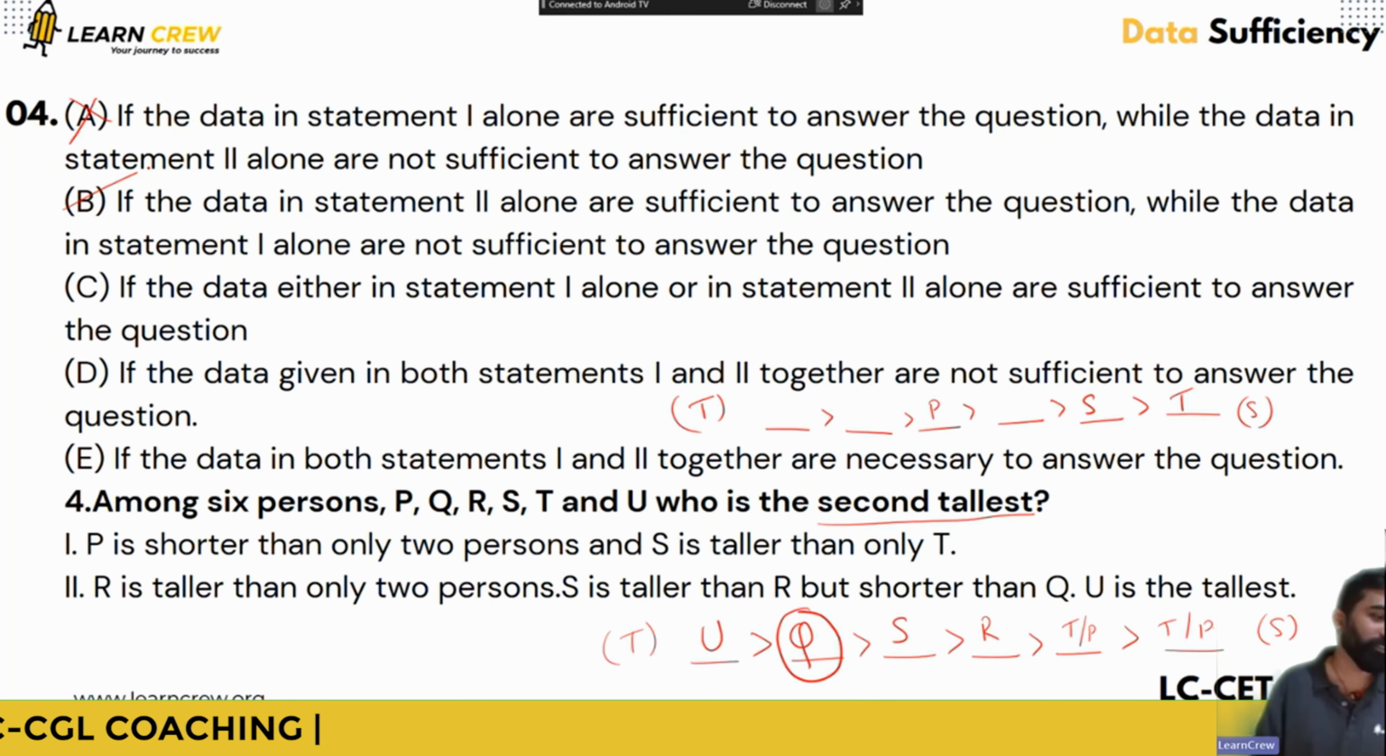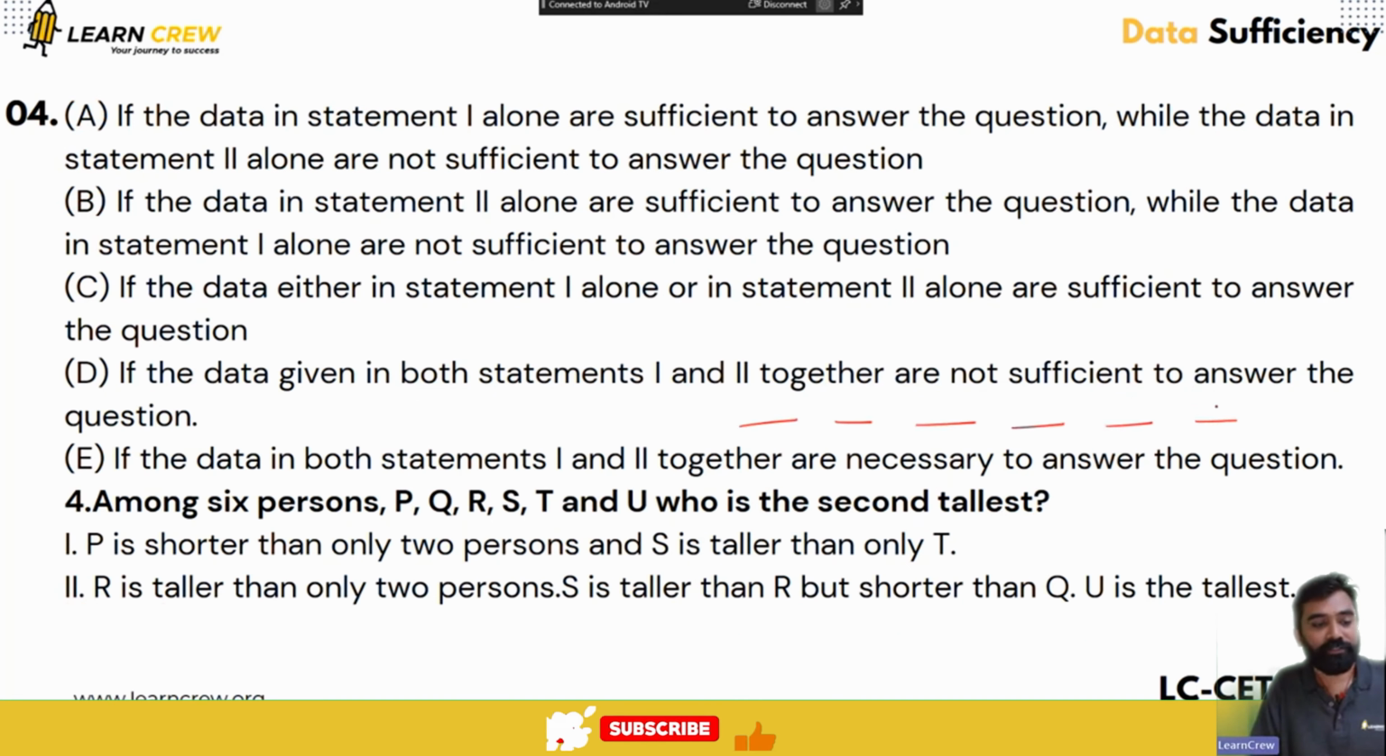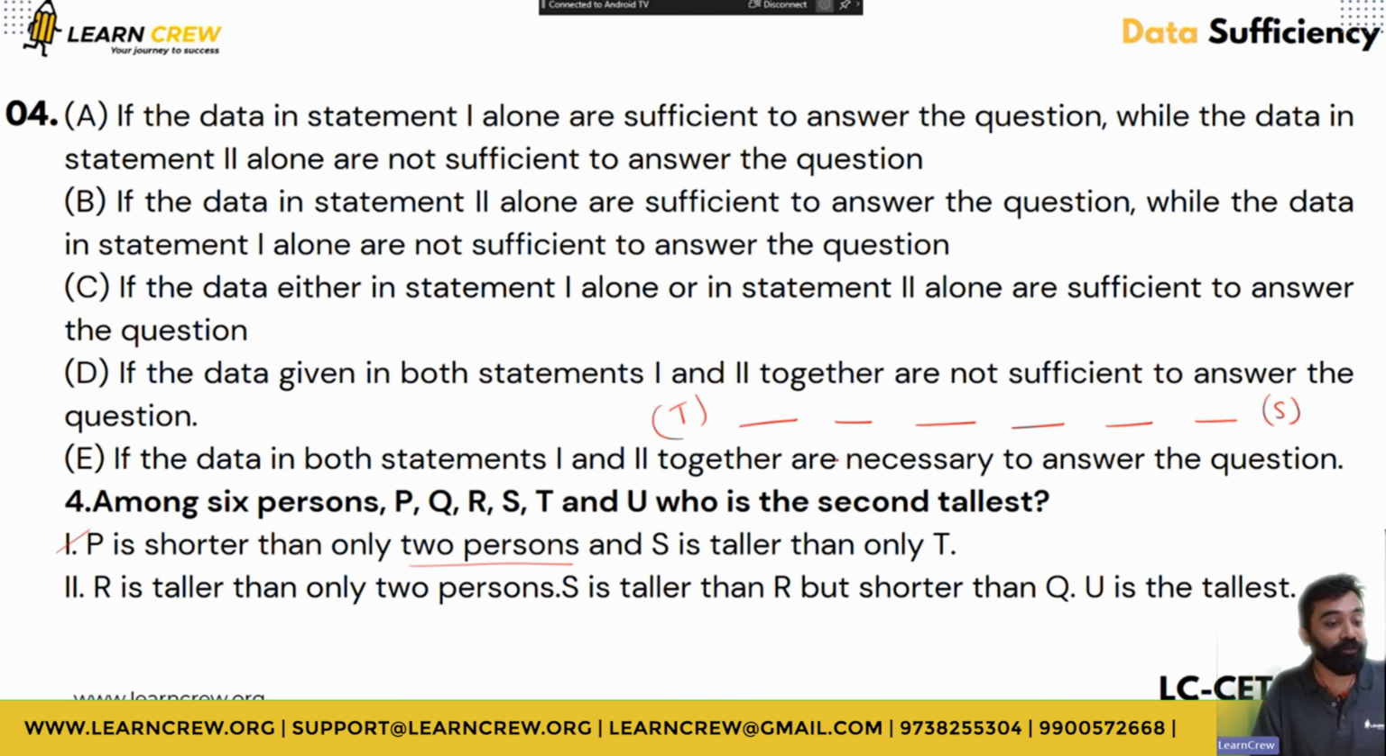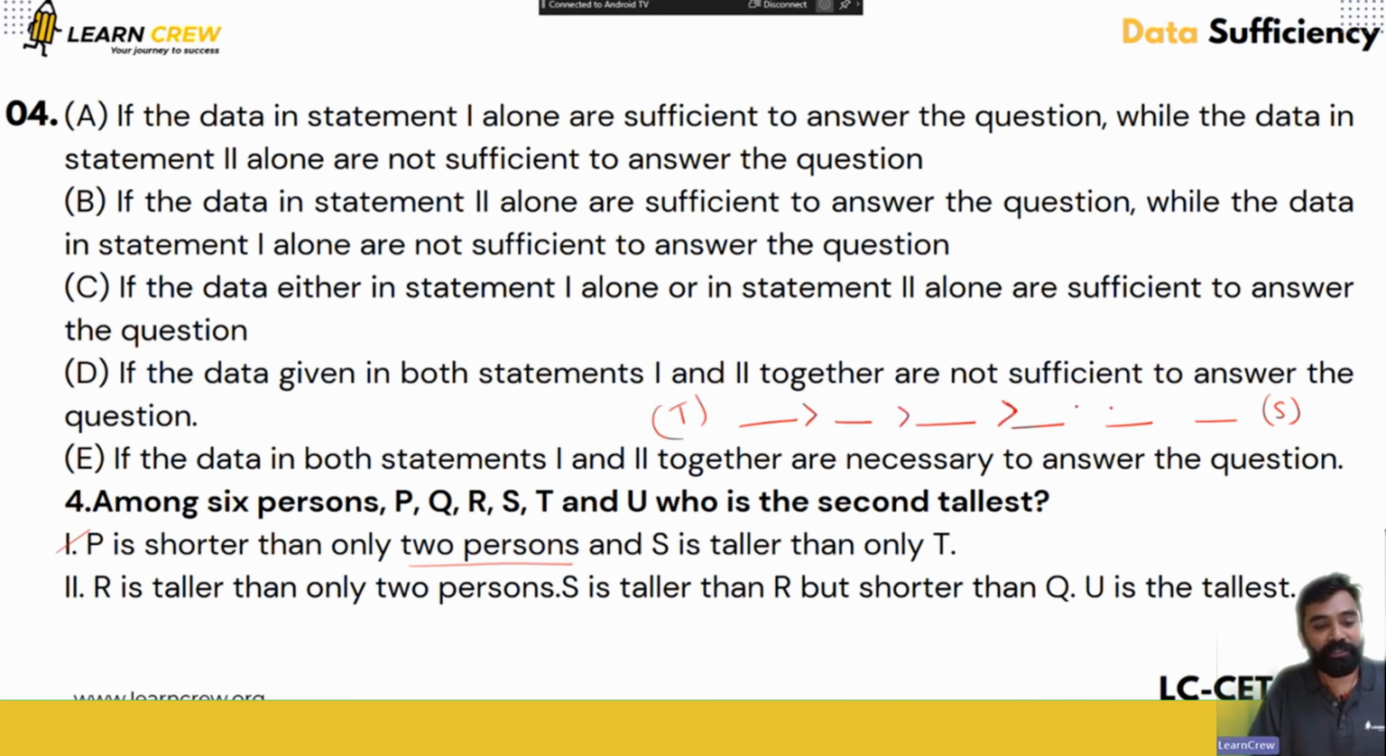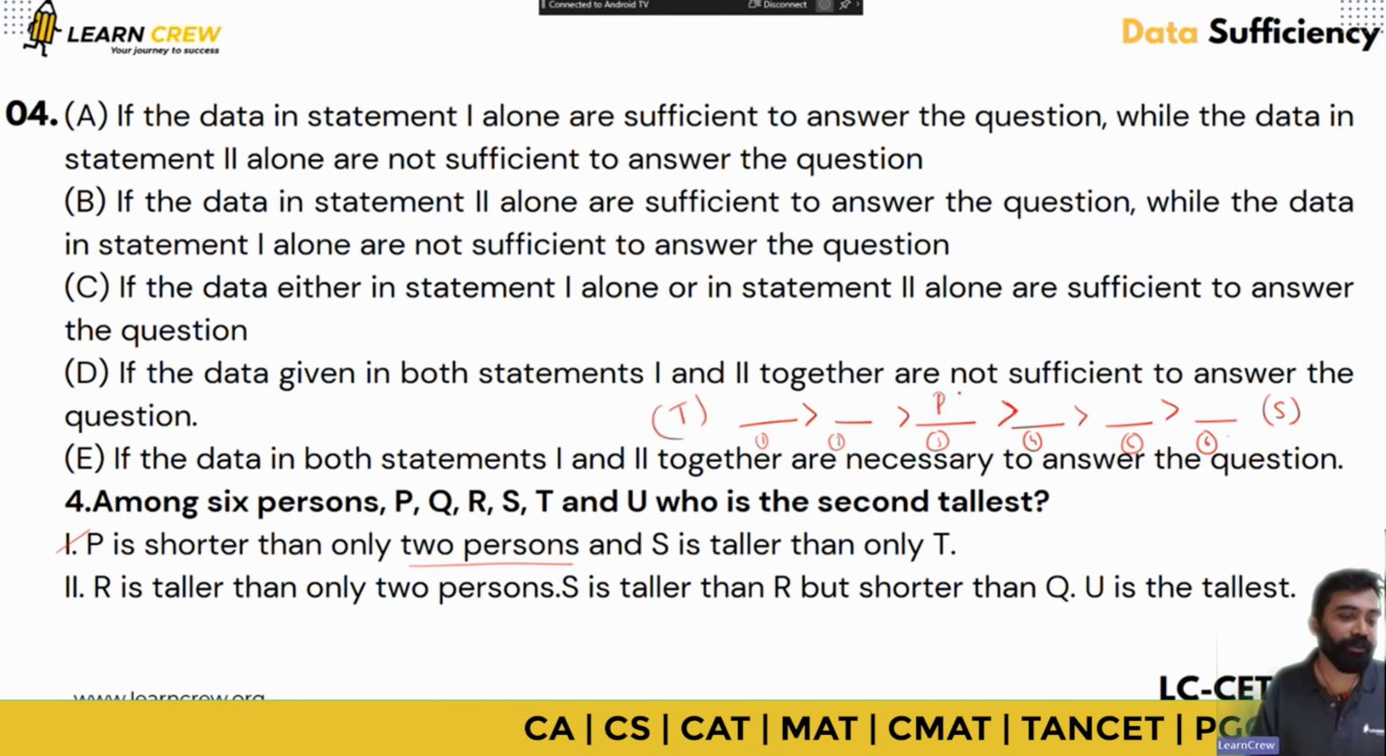Is it clear or any doubts? Sir, please explain it again. Okay, which statement you did not understand? See, there are 6 people. This is the tallest, shortest. First statement tells P is shorter than only 2 persons. Where should I place P? This is 1, 2, third, fourth, fifth, sixth. Third. I'm placing P over here.